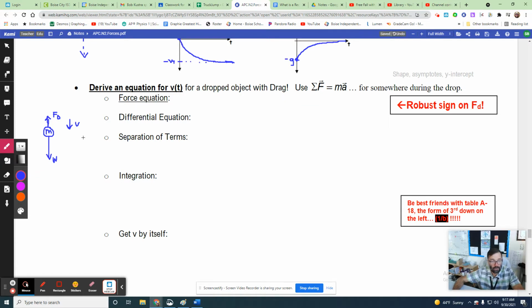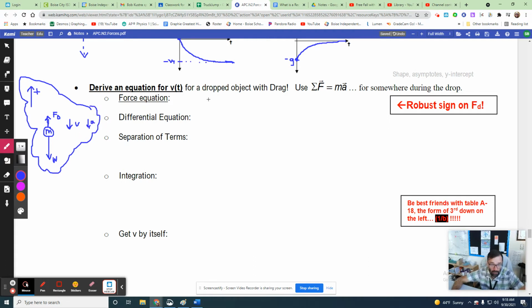And before it gets to our terminal velocity, it must have downwards acceleration until it reaches its terminal velocity. It's going to be going faster and faster. These two vectors must be pointing in the same direction. Okay, we're going to say up is the positive direction. So we're going to keep this in mind for our stuff.